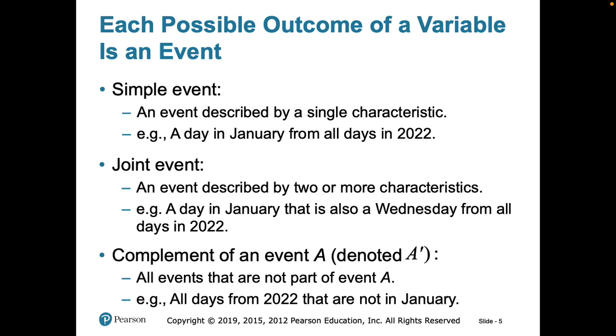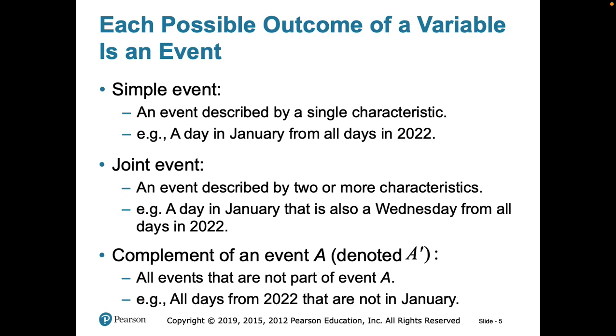A joint event is an event described by 2 or more characteristics. So if I tell you pick any Wednesday from January in 2022, now you have fewer options, right? Because there are only so many Wednesdays that are part of January for 2022. So you have 2 characteristics. The first one, it has to be a Wednesday. The second one, it has to be during the month of January. So again, a simple event is just one characteristic, a joint event, 2 or more characteristics.